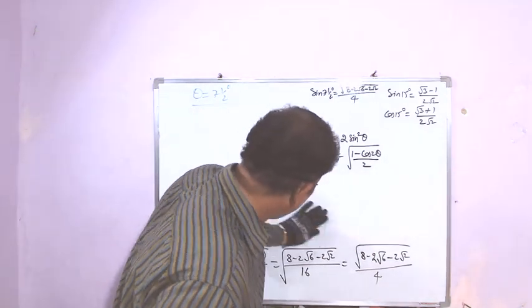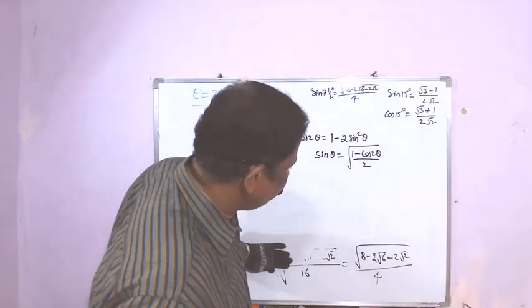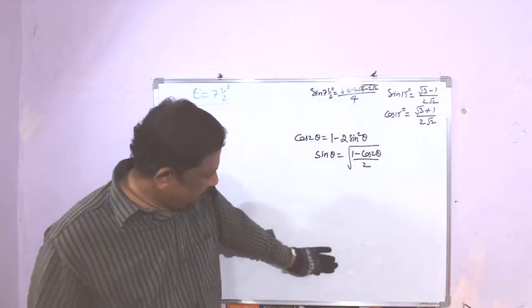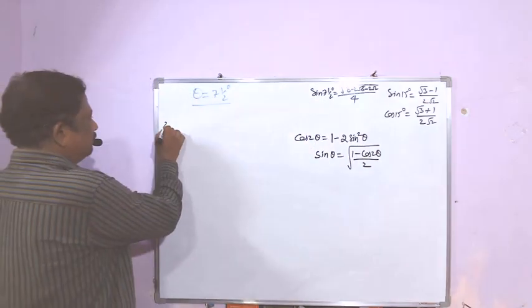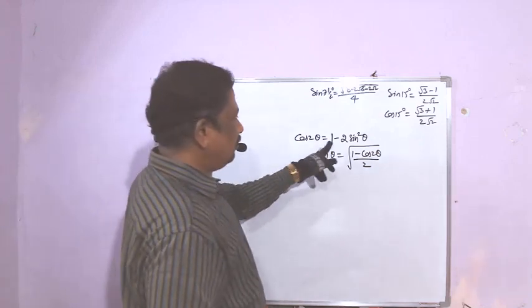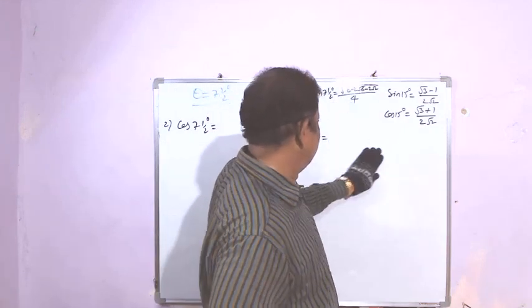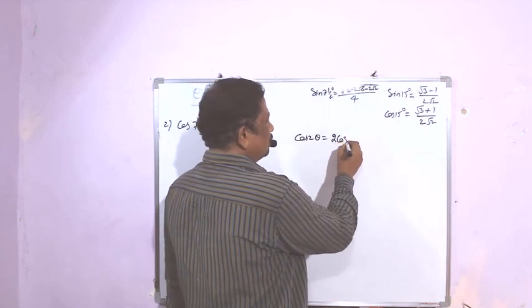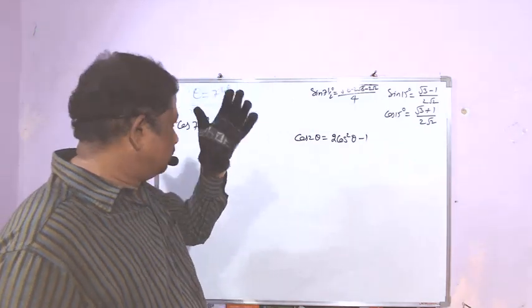For cos 7.5 degrees also we will use the cos 2A formula. That is the cos 2 theta formula in terms of cos. Second one, cos 7.5 degrees. Here cos 2A in terms of cos we will write. In terms of cos, what do we get? 2 cos square theta minus 1.